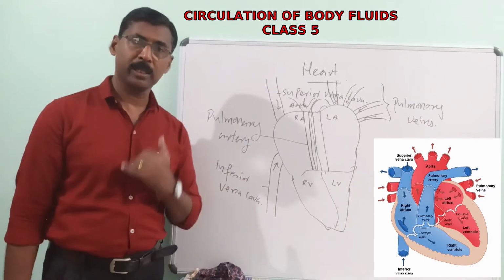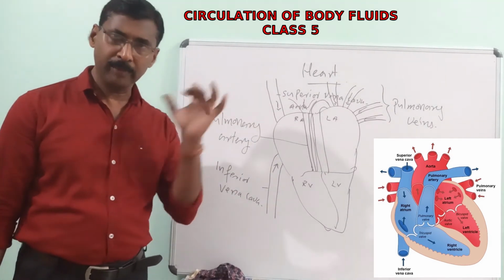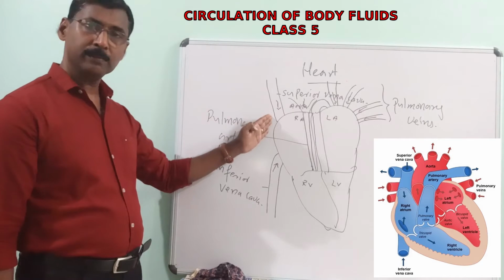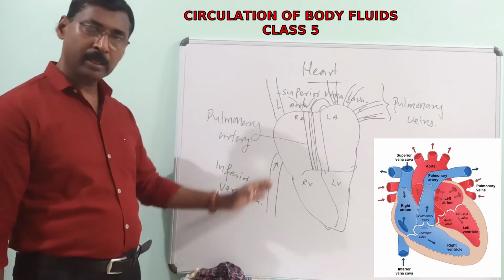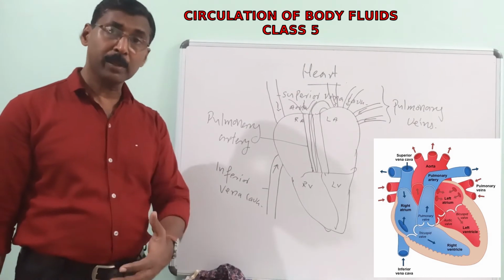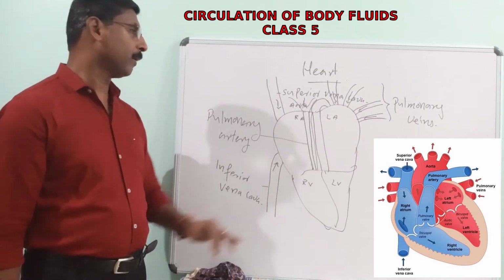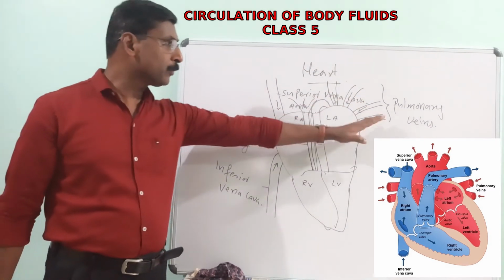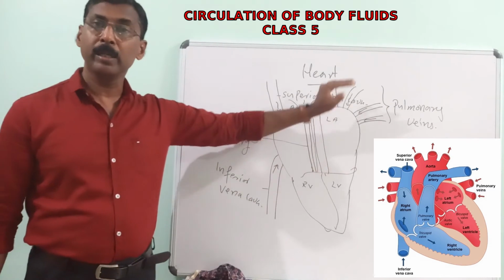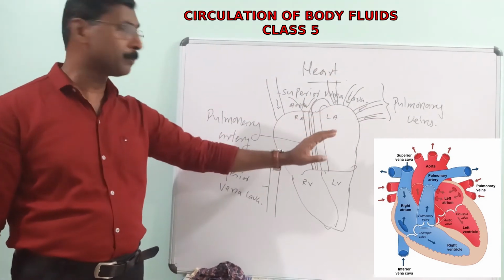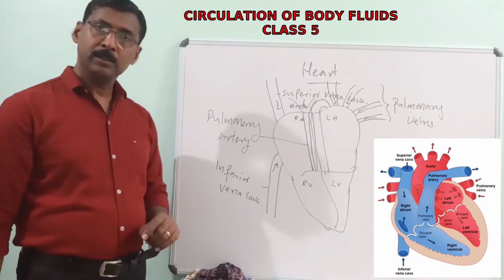Okay, let us see once again what these blood vessels are. First let us see the veins. One is the superior vena cava, another one is the inferior vena cava. Both carry deoxygenated blood from different parts of the body and open into the right atrium. And the other ones are the four pulmonary veins coming from the lungs, which open into the left atrium, bringing pure or oxygenated blood into the left atrium from the lungs. So these are the veins.